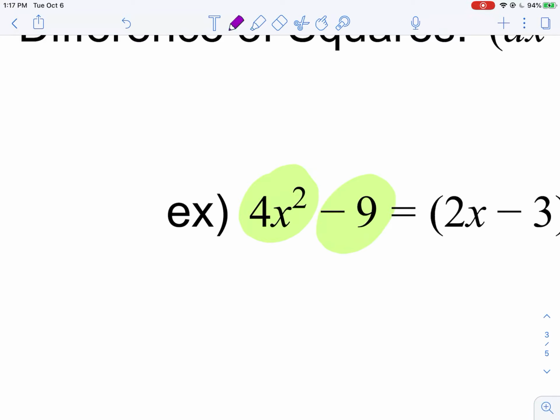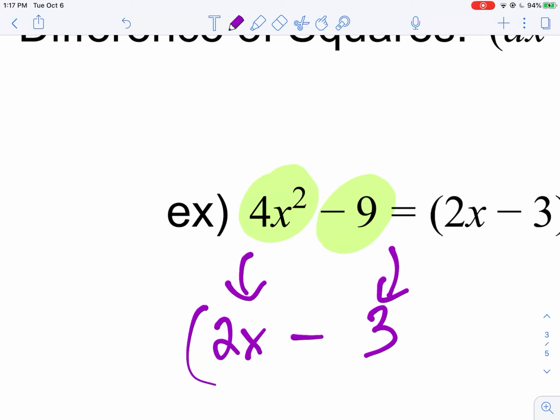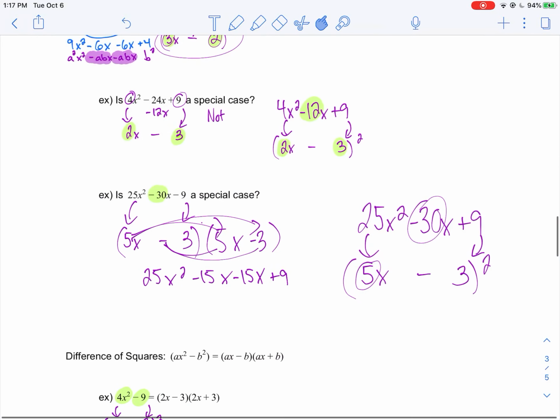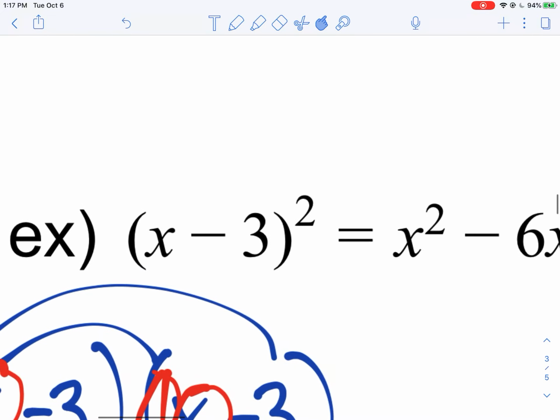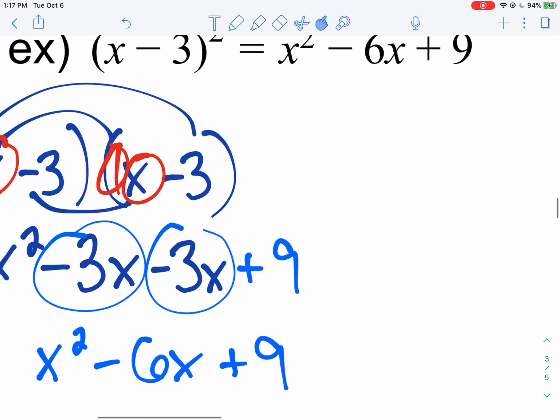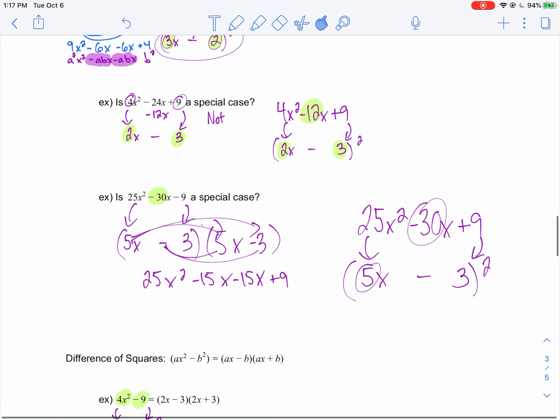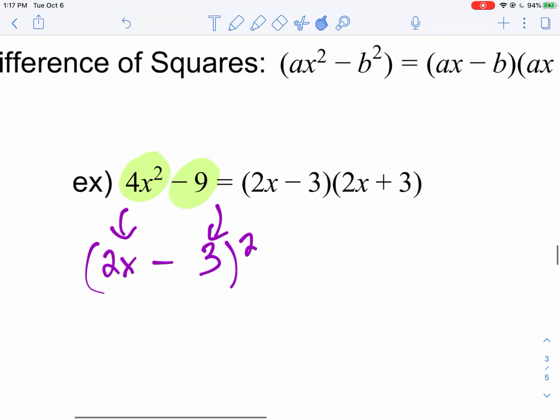This is literally a difference of just two squares. You have 4x squared minus 9. Square root of 4x squared is 2x. Square root of 9 is 3. Now you might be tempted to say, oh, that would just be 2x minus 3 squared. However, as we learned up here, that doesn't necessarily work because when you're squaring subtraction, right, what happens to your last term? You get something positive.